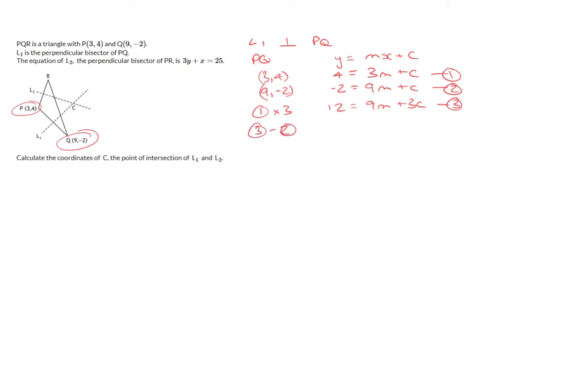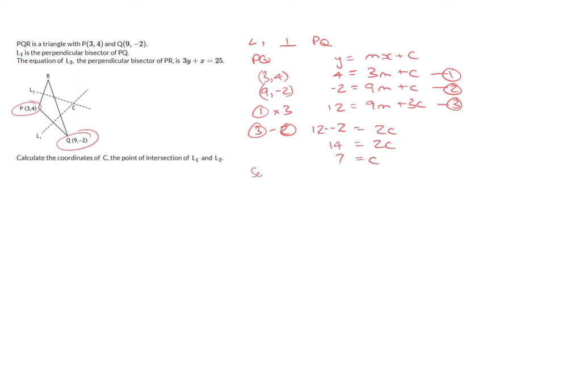And I have 12 subtract minus 2 equals 9m subtract 9m, it disappears. 3c subtract c is 2c. 12 subtract minus 2 is equal to 14. And that's 2c. Remember, taking away a negative is the same as adding. And then if 14 equals 2c, c must equal 7. So I have a value for c.